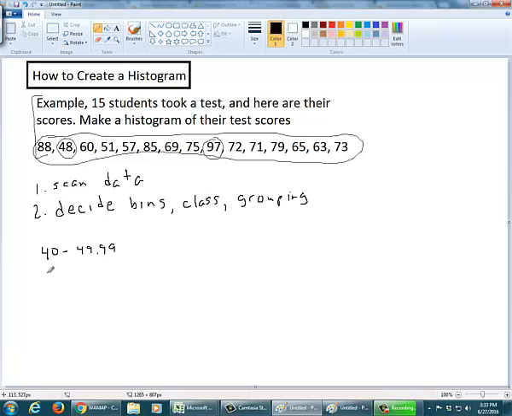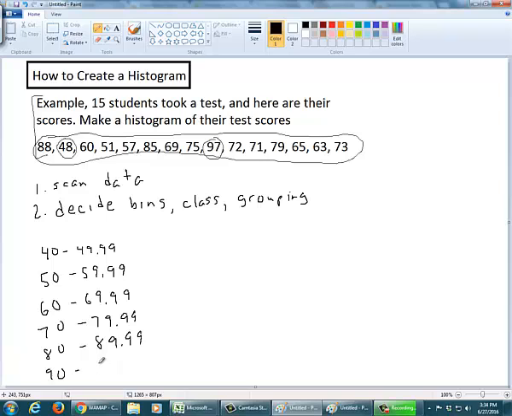And then I'm going to group together everything from 50 to 59.99. In other words, everything in the 50s. And then 60 to 69.99, 70 to 79.99, 80 to 89.99, and then my last bin will be 90 to 99.99. All right, let's make some lines here.